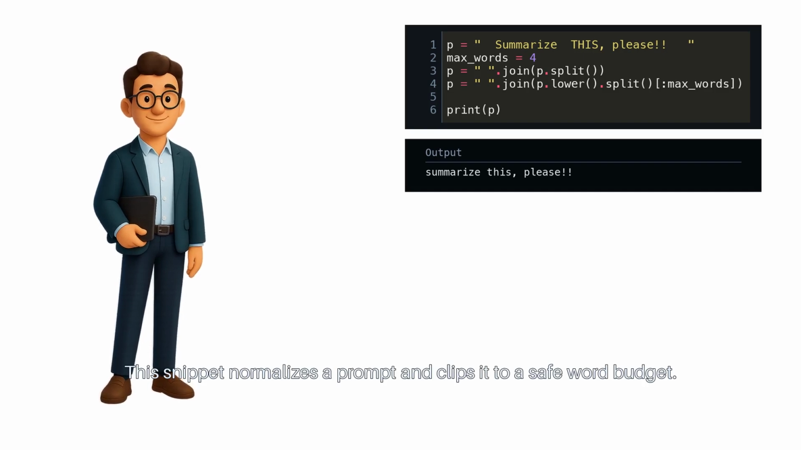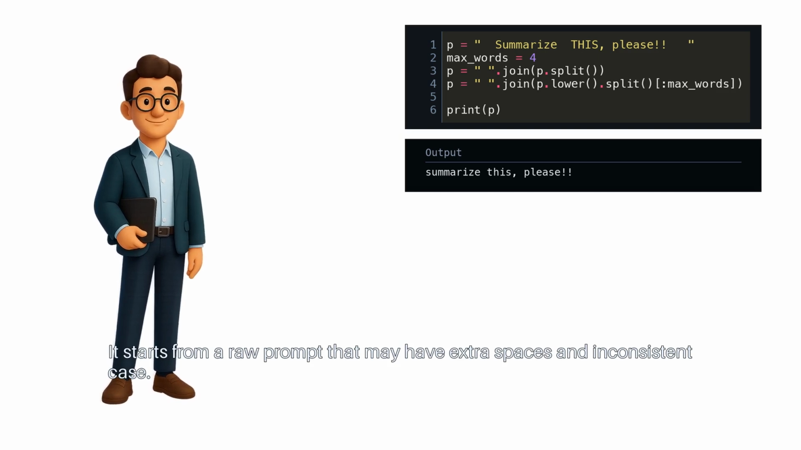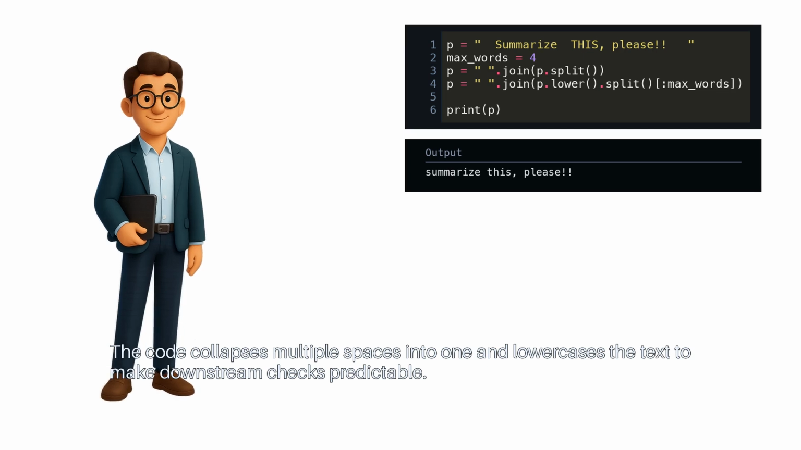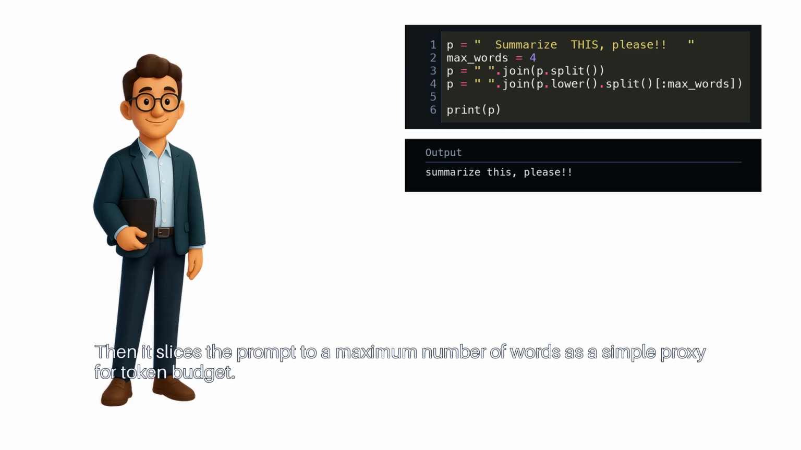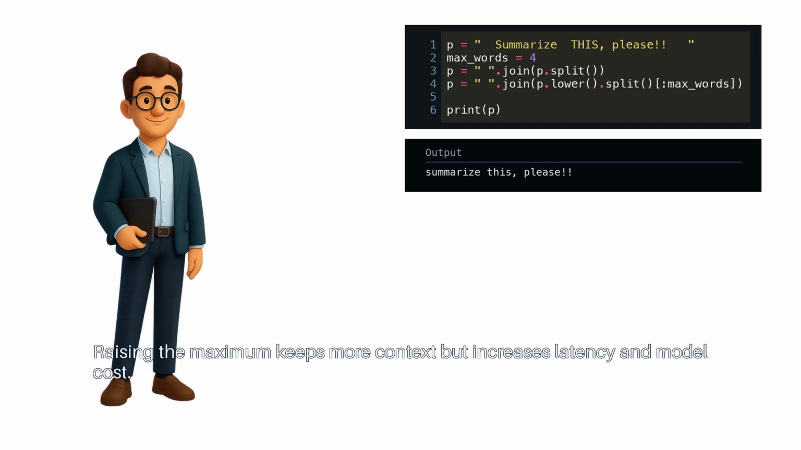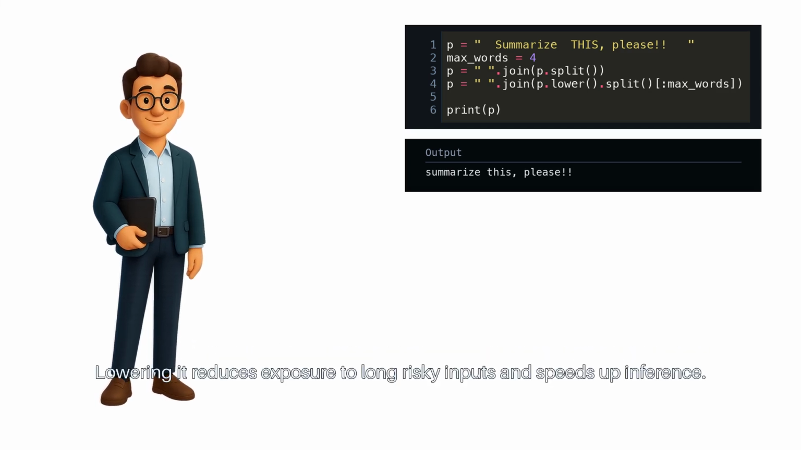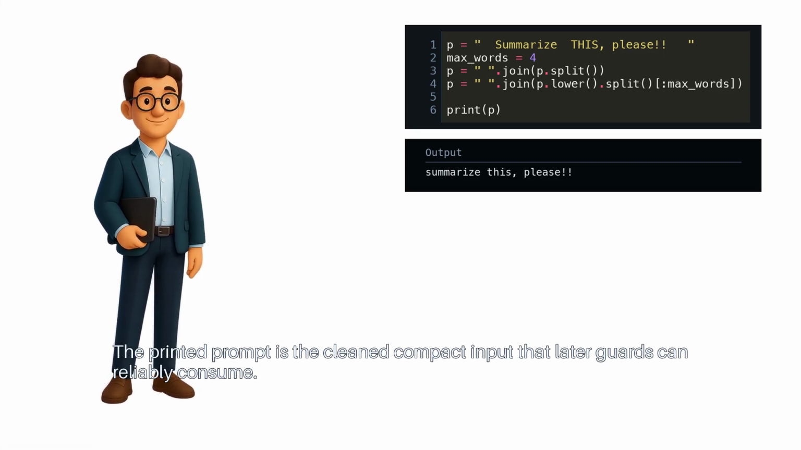This snippet normalizes a prompt and clips it to a safe word budget. It starts from a raw prompt that may have extra spaces and inconsistent case. The code collapses multiple spaces into one and lowercases the text to make downstream checks predictable. Then it slices the prompt to a maximum number of words as a simple proxy for token budget. Raising the maximum keeps more context, but increases latency and model cost. Lowering it reduces exposure to long, risky inputs and speeds up inference. The printed prompt is the cleaned, compact input that later guards can reliably consume.